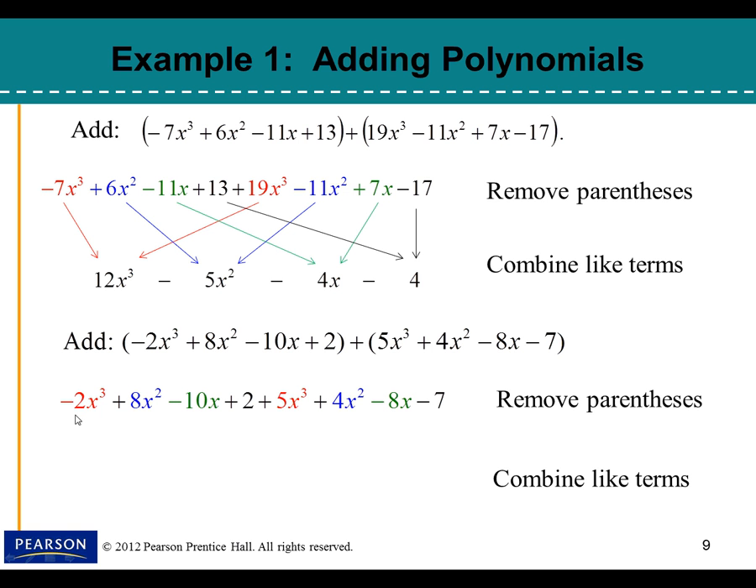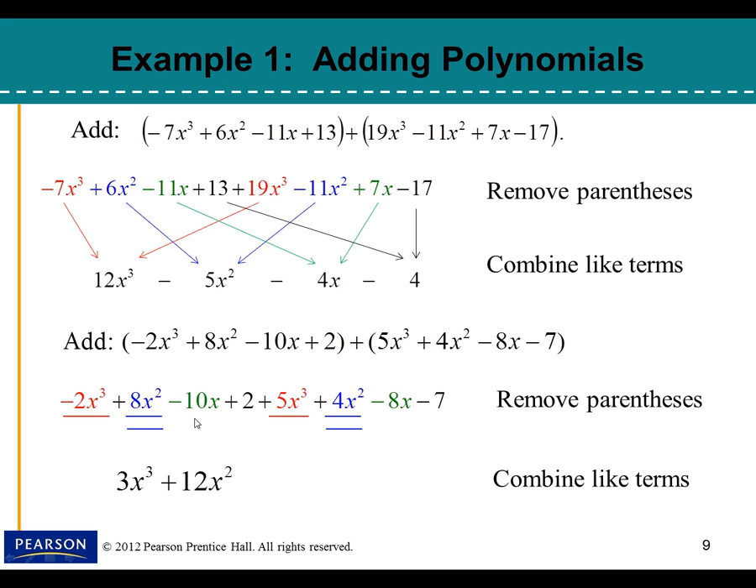So I underline negative 2x cubed once, and then I go find another x cubed and I underline both of them one time, and I combine them. Negative 2 plus 5 is positive 3x cubed. Then I go to my next term, which is x squared, and go find any other x squared terms and underline them both twice. 8x squared plus 4x squared is 12x squared.